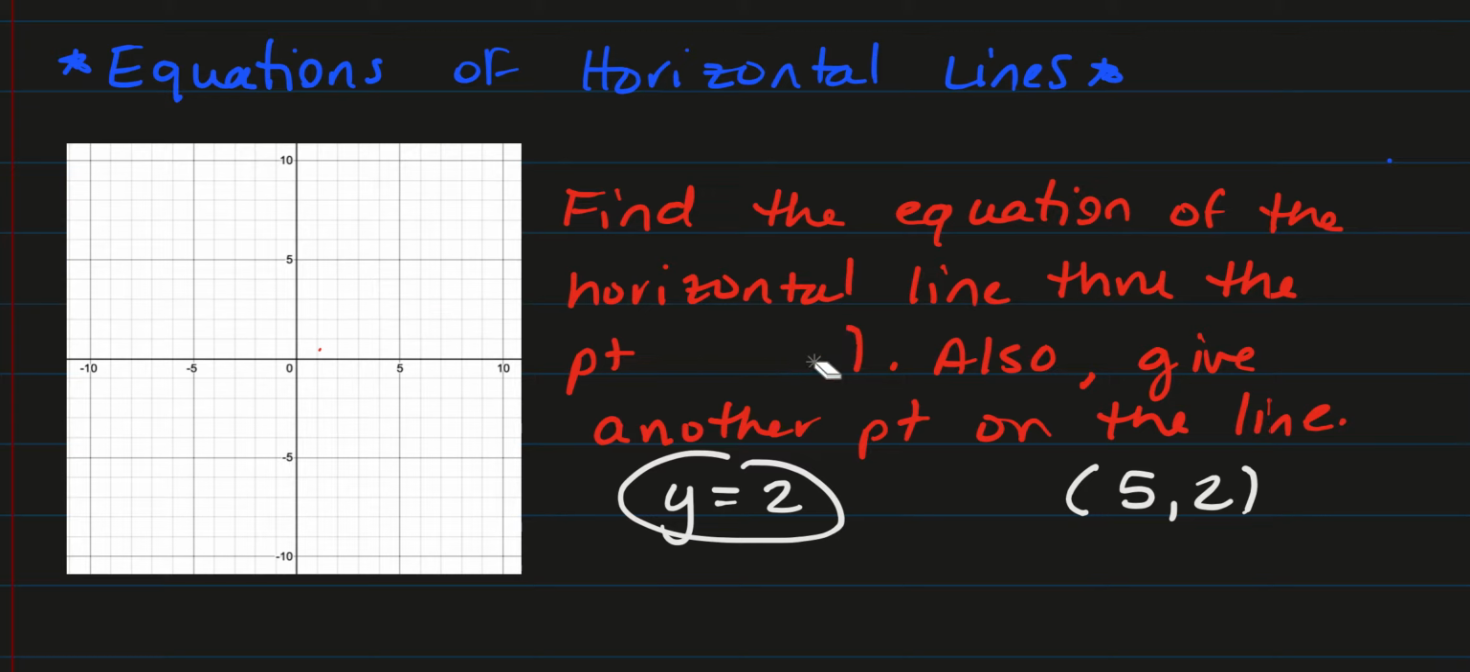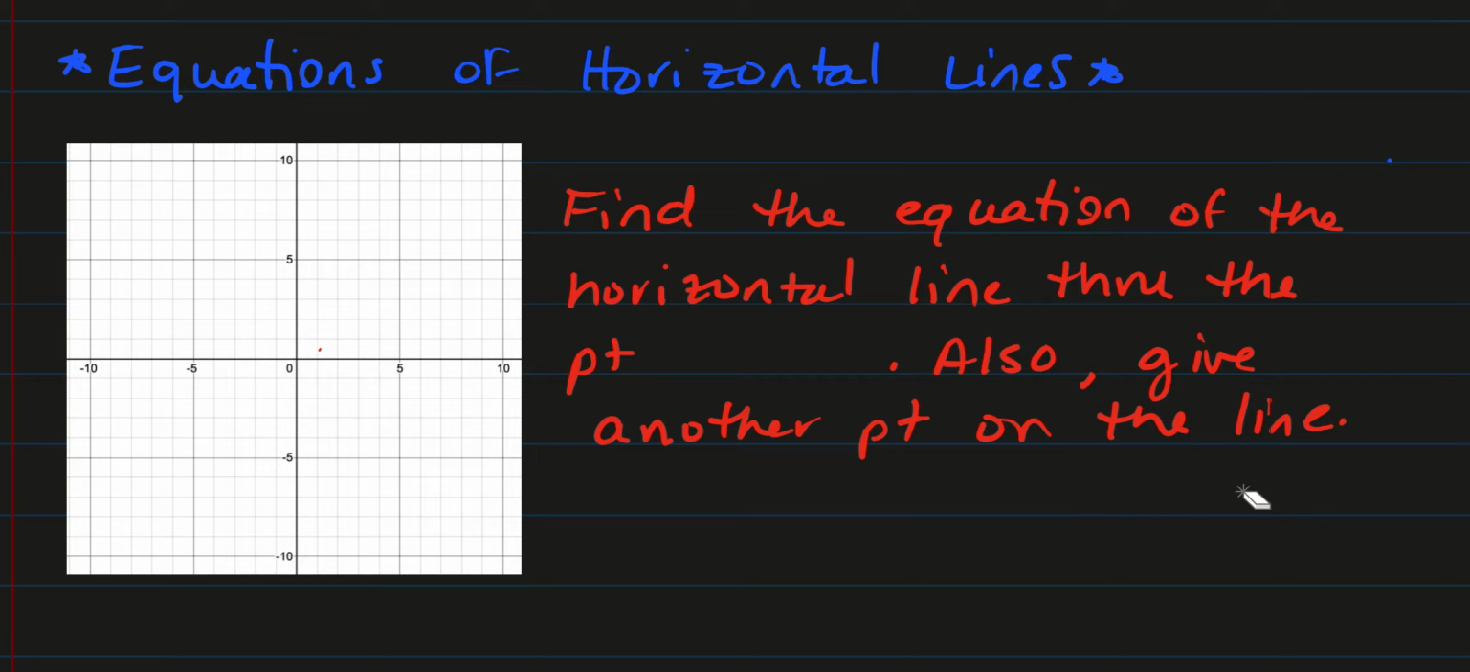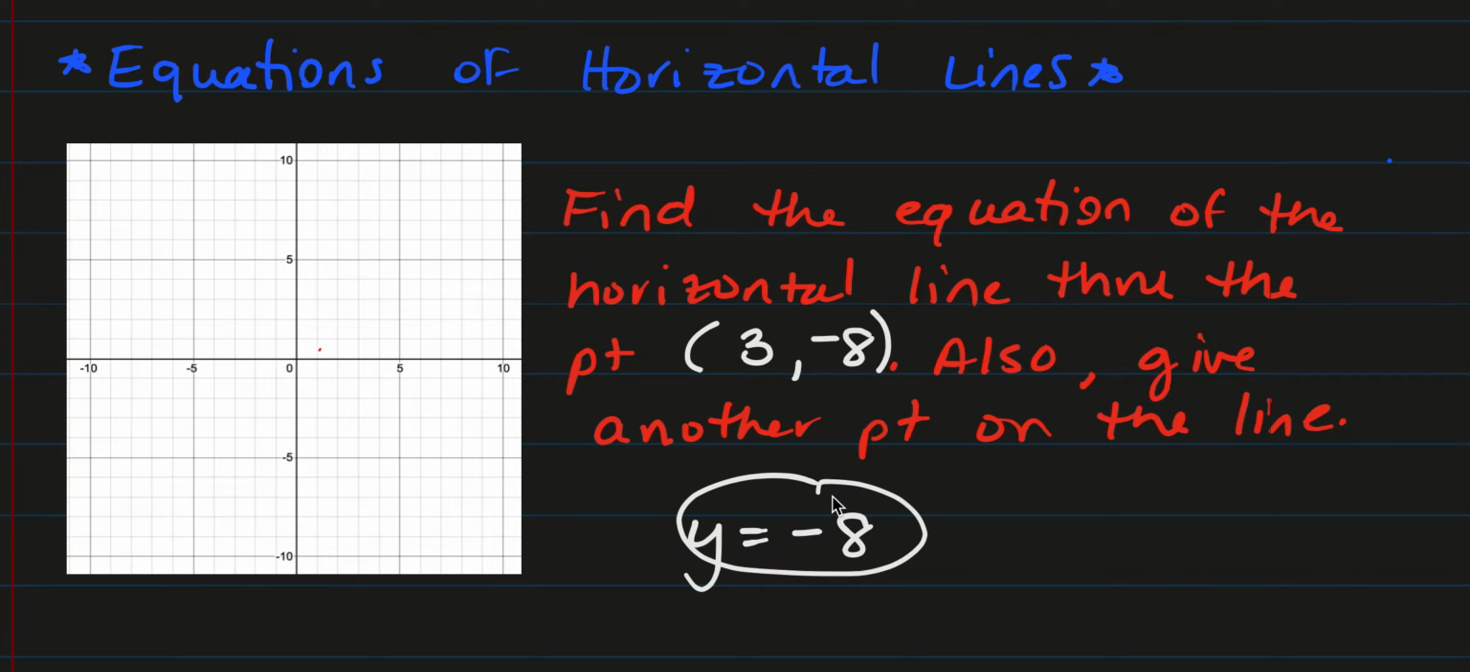Let's try another one, just so that we get a little more practice. Let's find the equation of the horizontal line passing through the point 3, -8, and also give another point on the line. Again, you don't have to draw this if you don't want to, but it's always nice to visualize it. So the equation of the line will be y is equal to -8, and another point on the line could be something like 1, -8, as long as you fix this.